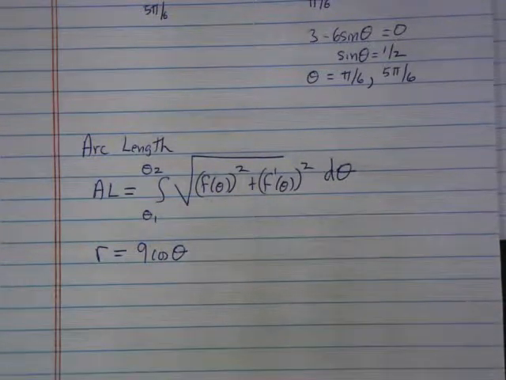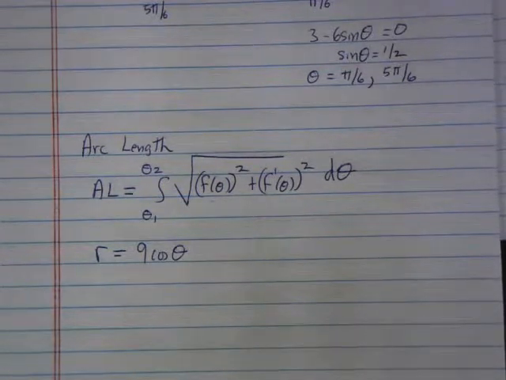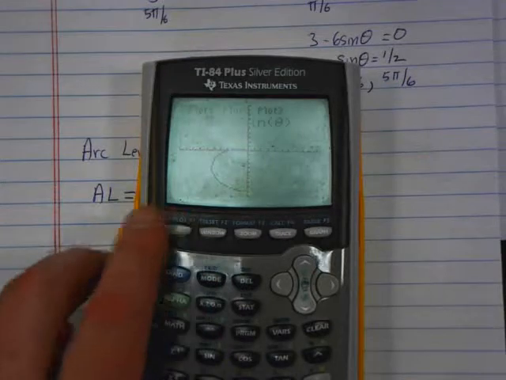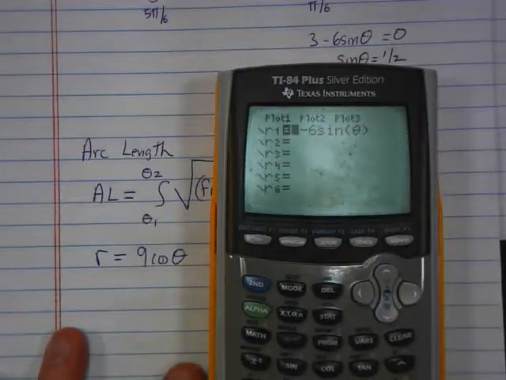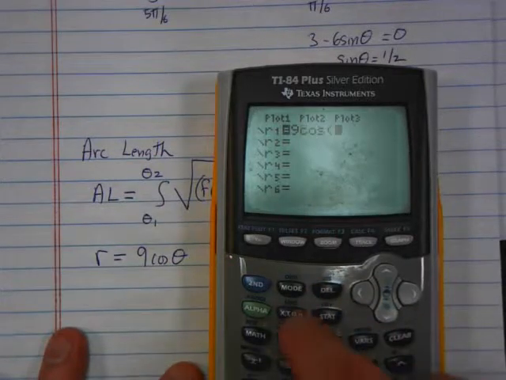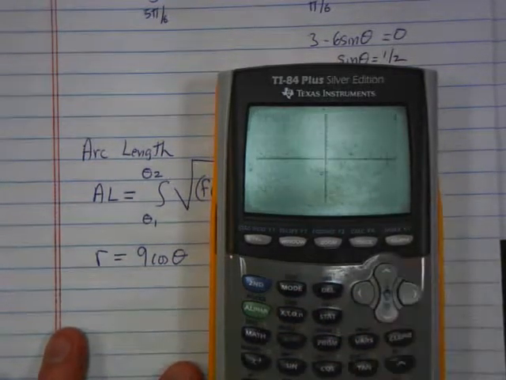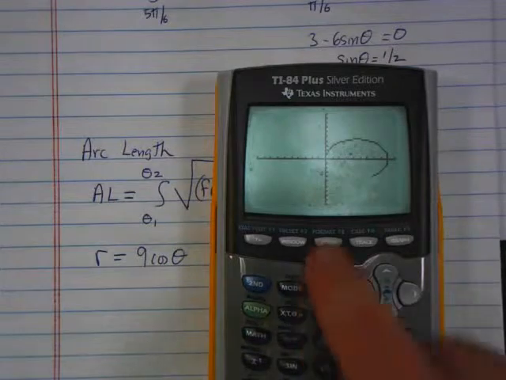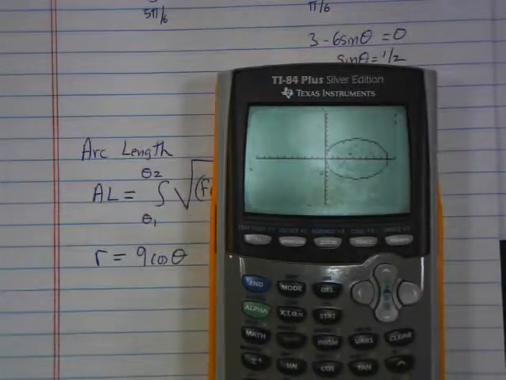You would have to be careful about something dealing with arc length. What's the thing you would have to be careful of? The graph looping around on itself. So if you had a 3 petal rose, for example, well, we don't in this case. In this case, we just have a circle, I think. 9 cosine theta. Oops, 6. We just have a circle.